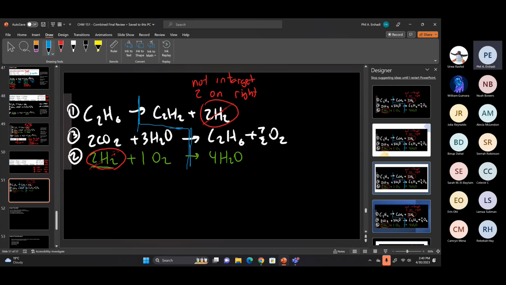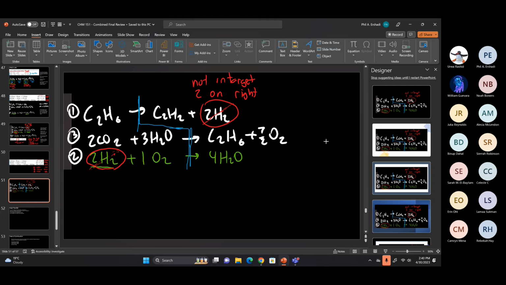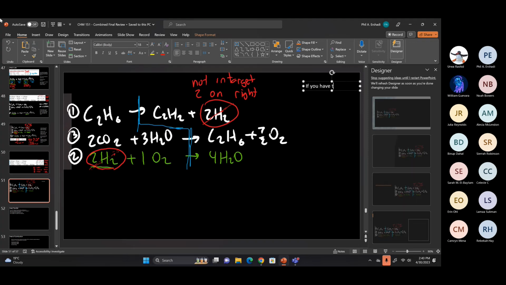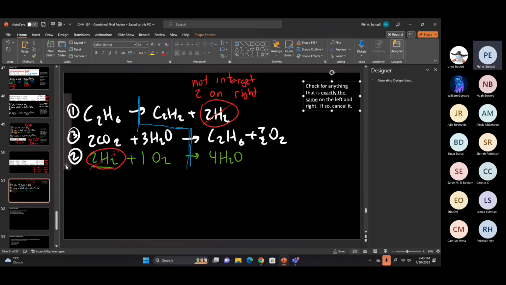You're going to check for anything that's identical on the left and the right. So if you have this, we're going to check for anything that is exactly the same on the left and right. If so, you cancel it. And so the H2s that I've drawn the slash through fall into that category. They're exactly the same. There's 2 on the left, 2 on the right. Knock them both out.